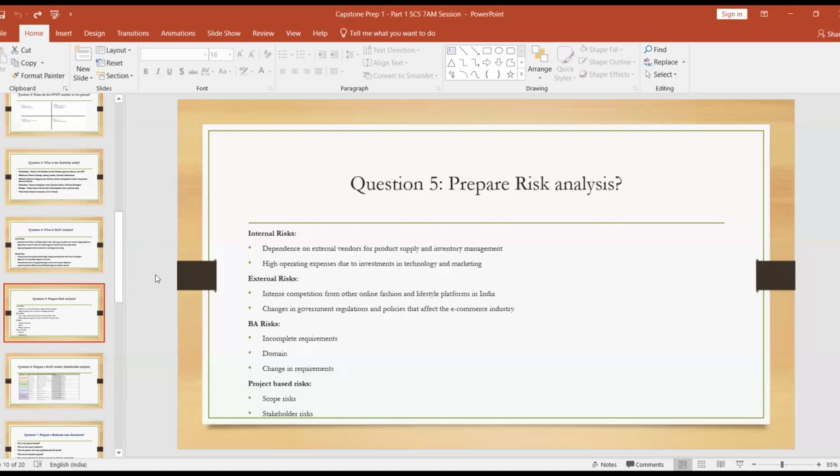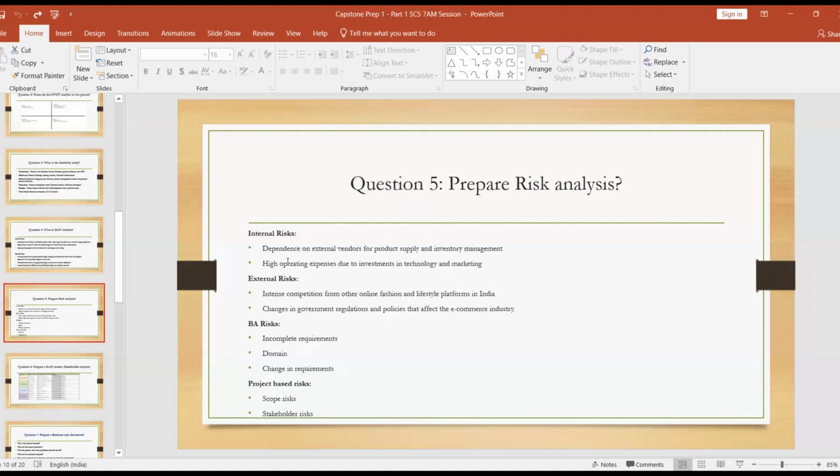While preparing your document, write what risk analysis is initially, try to define it and elaborate it, and mention what the risks involved in this particular project were. There would be internal risk, external risk, BA risk, which means business analyst risk, and project based risk.